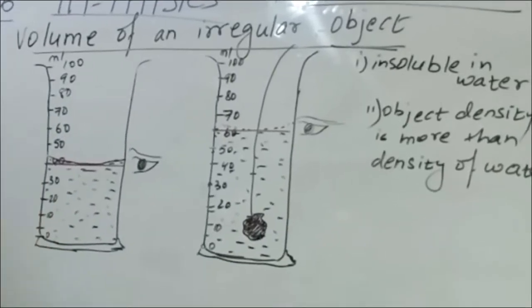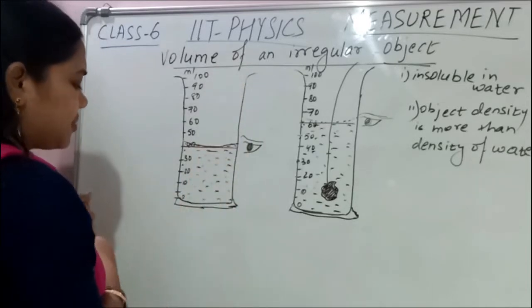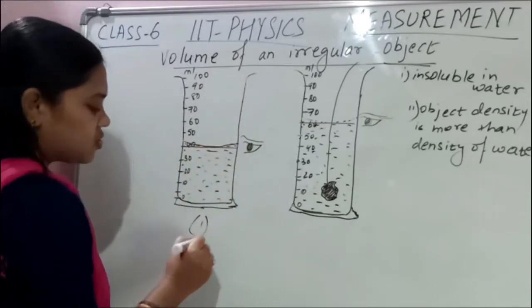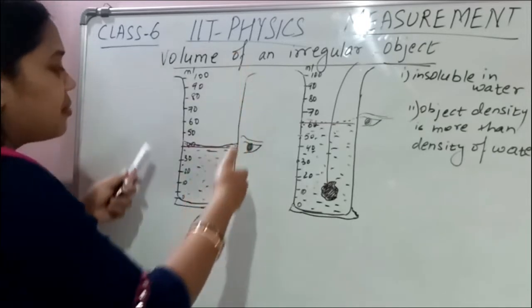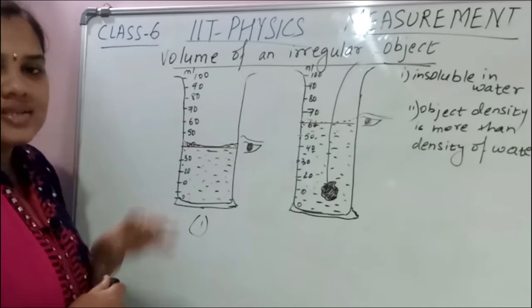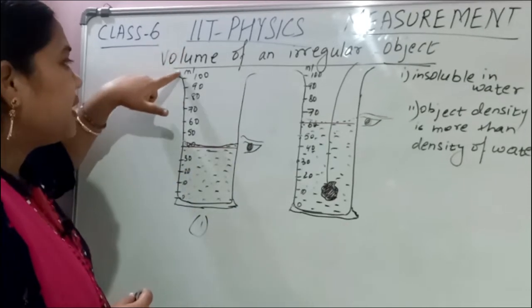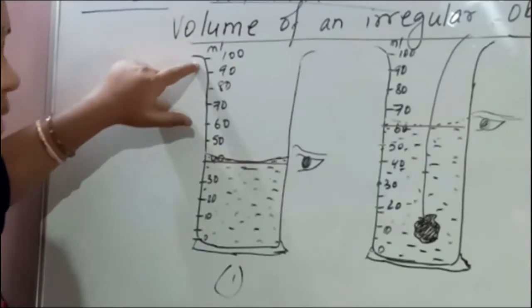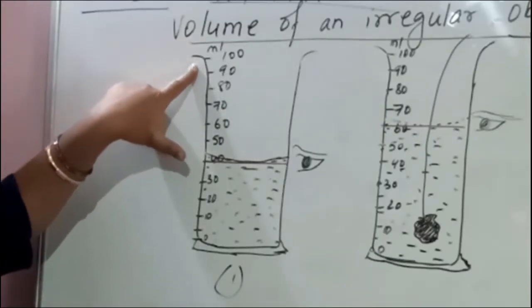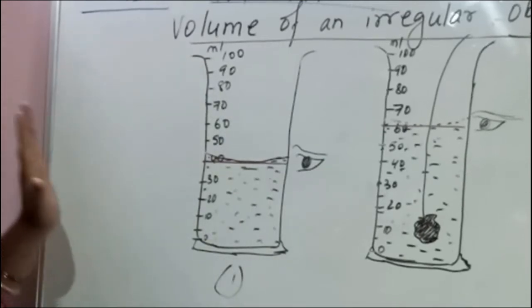Okay, so you can see on the board, this is a measuring cylinder. Please see the first picture. Clear? First one you see, this is a measuring cylinder graduated in milliliter. What is its capacity? You can see 100 milliliter. Its capacity is 100 milliliter. It's a 100 milliliter measuring cylinder.